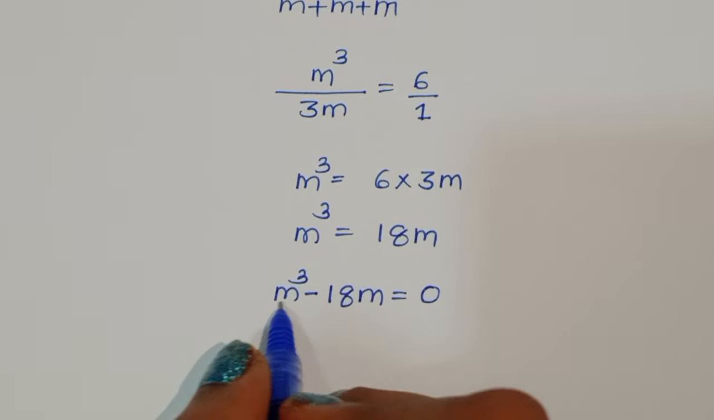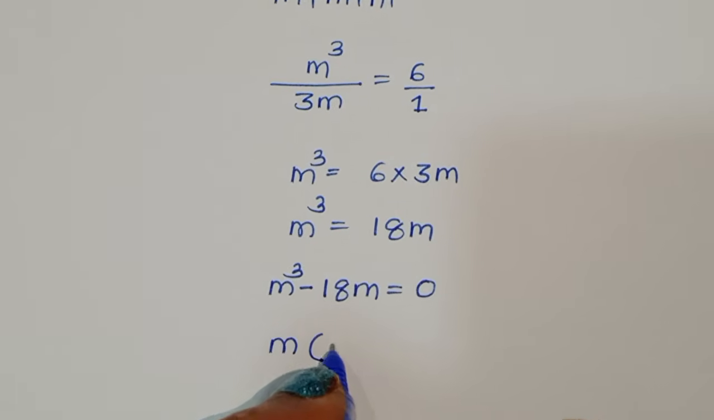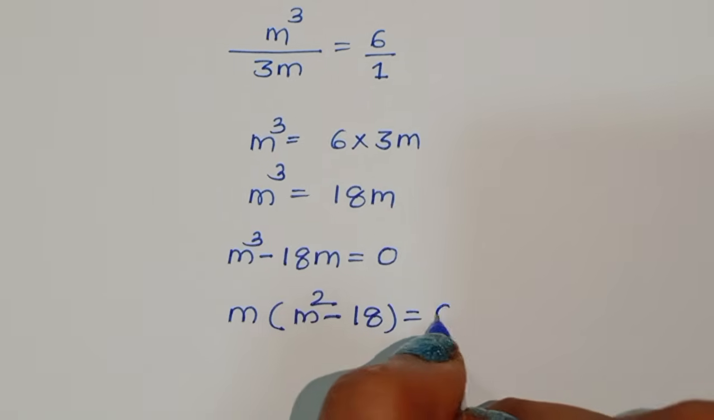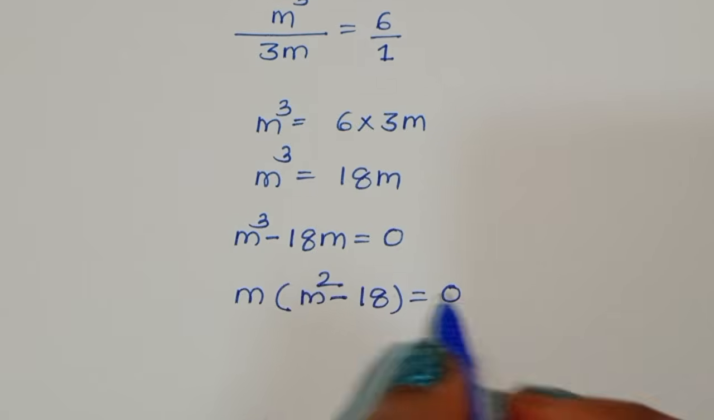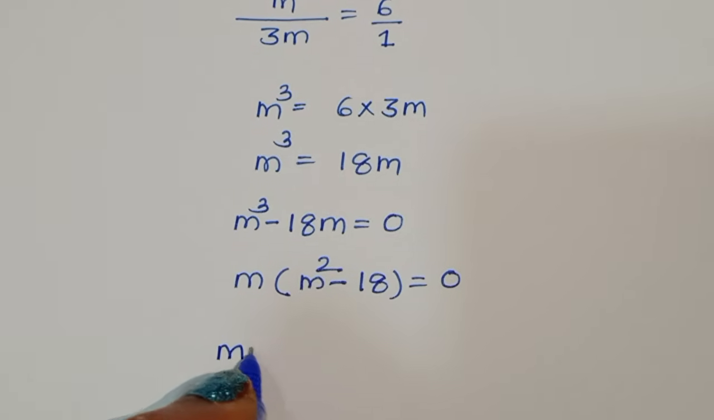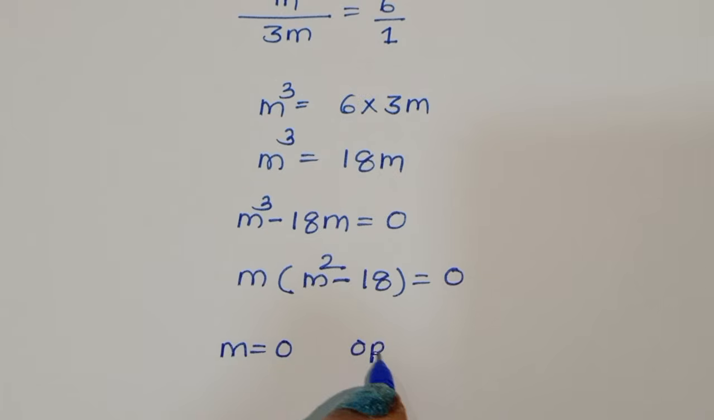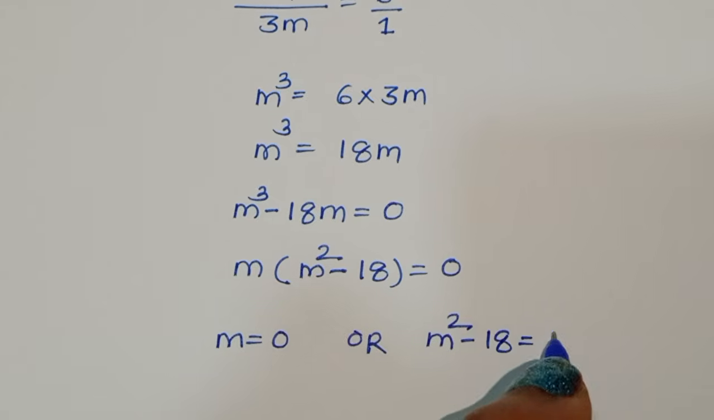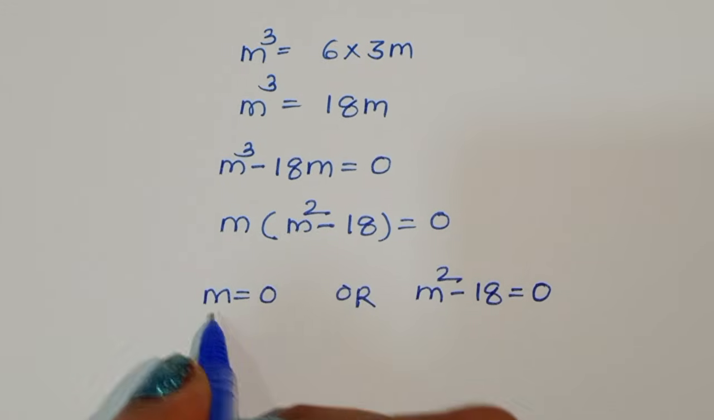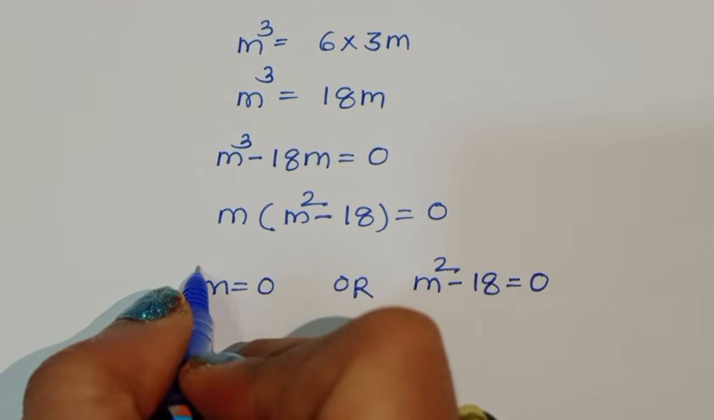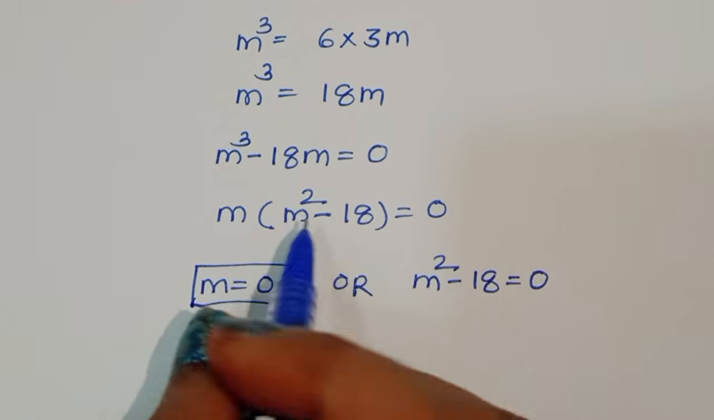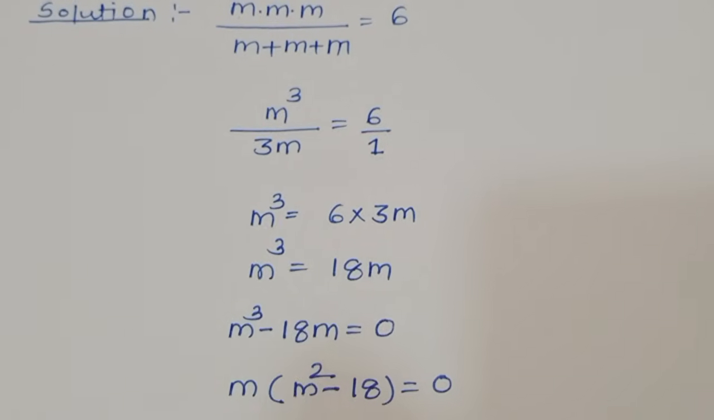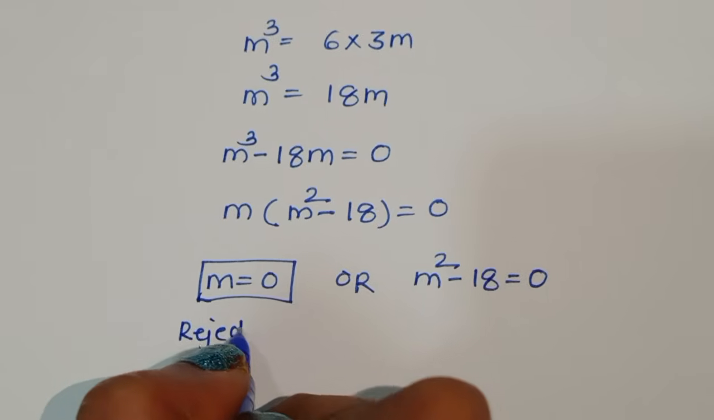Now we can take m common, so the left term is m square minus 18 equal to 0, right? Now we got two equations. The first one is m equal to 0, and the next one is m square minus 18 equal to 0. Now m equal to 0 will be rejected because m is not equal to 0 in this question. So we reject this one.